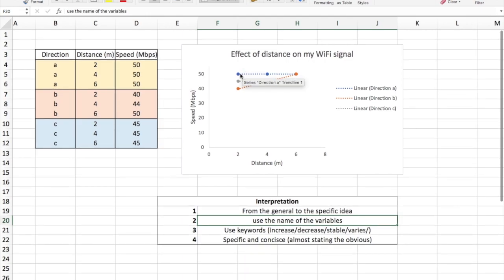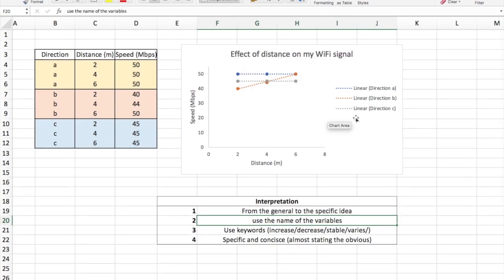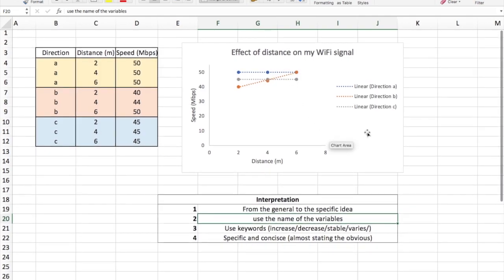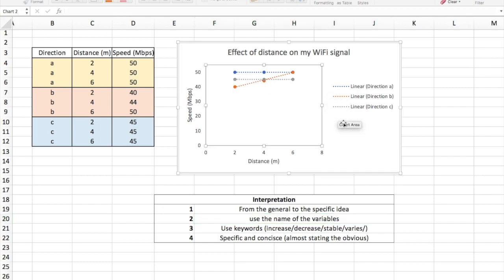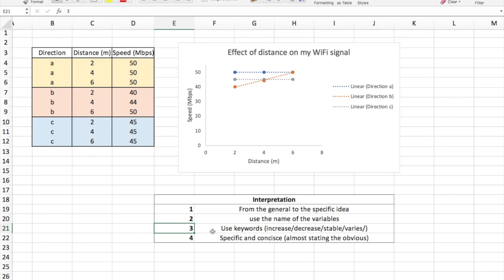So in this case, you can say, look, there is not one pattern, so there is not a general effect of distance on the Wi-Fi signal, but we can see that from the two directions, two of them follow the same pattern. Which is the pattern? So you try to specify what the information is. In this case, that there is no effect. If you think about it, this is stable. It's not increasing or decreasing, which leads us to the third hint: use keywords like increase, decrease, it is stable, it varies.